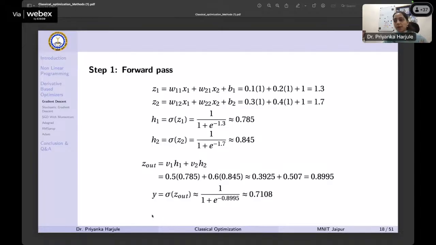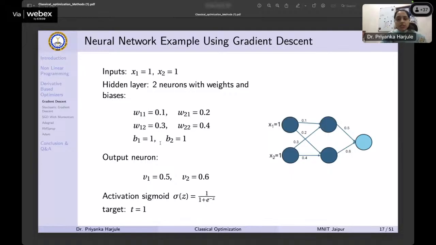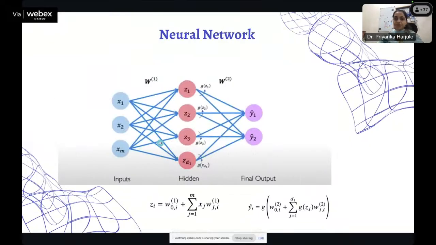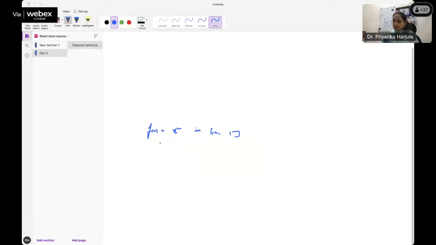So the first thing is to apply the forward pass. Okay. So let me go back to this, and maybe I can try to do it with the help of the board. So I'll just erase this.